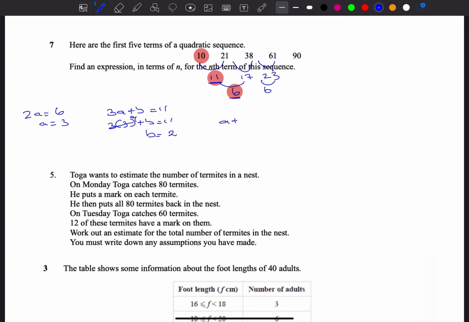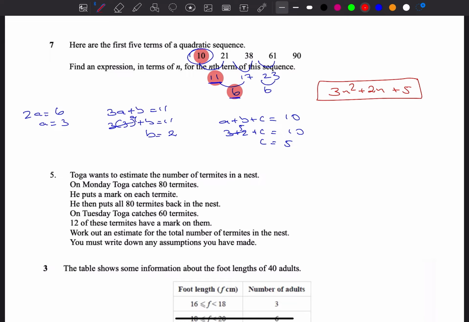Next one, a plus b plus c, that's the formula always, equal to that number, right? What's that? The number is 10. A is 3, b is 2, c equals 10. That's the 5. Take a 5 out on that one. 10 take away 5 is 5. What's the finalized answer? A n squared, so 3n squared plus 2n plus 5. Okay.